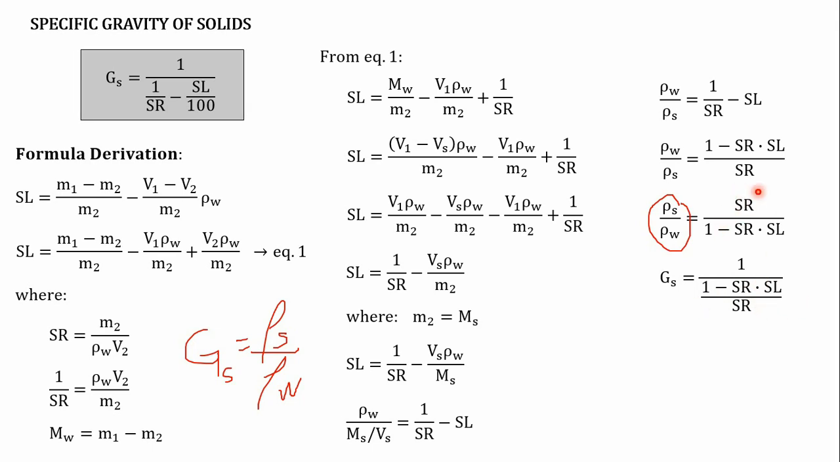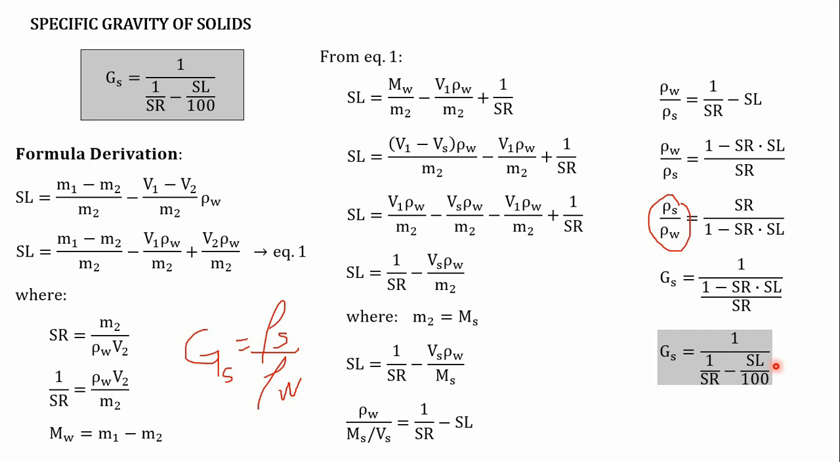Yung SR, class, transfer ko lang sa baba. Okay, walang nagbago dyan, class. Okay? That is same equation, class. Okay, so therefore, itong denominator na to is masiseparate ito, class. Okay, so therefore, GS, okay, GS is equal to 1 over SR. This is the term, class, 1 over SR. And then minus, ito, class, minus SR times SL divided by SR, that represents SL.